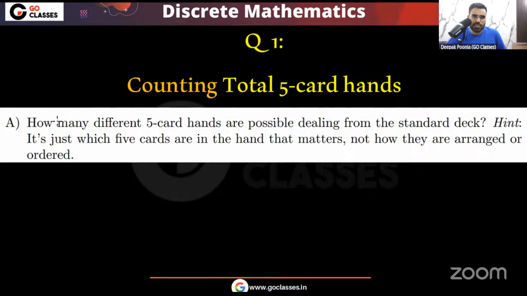Now question number 1 is: how many different 5 card hands are possible from a standard deck of cards? Only what those five cards are matters. It does not matter how they are arranged or ordered. Very simple. So what will be the answer? In total we have 52 cards. From those 52 cards, we need to choose 5 cards. So this is a combination problem because the order does not matter. We have a set of 52 cards, and from them we want to choose a set of 5 cards.